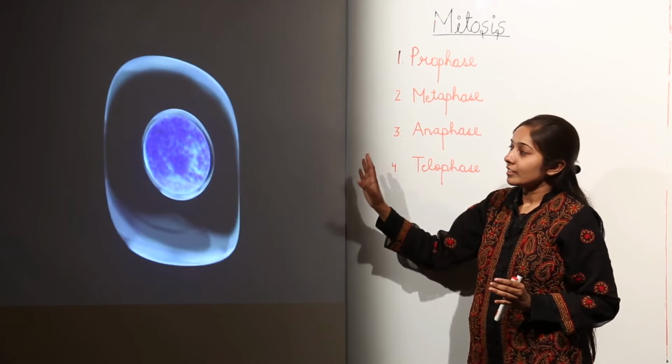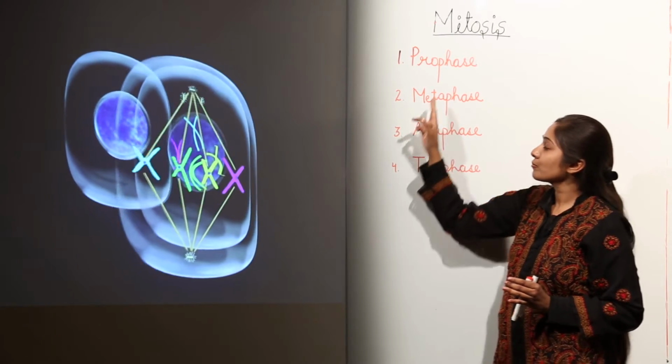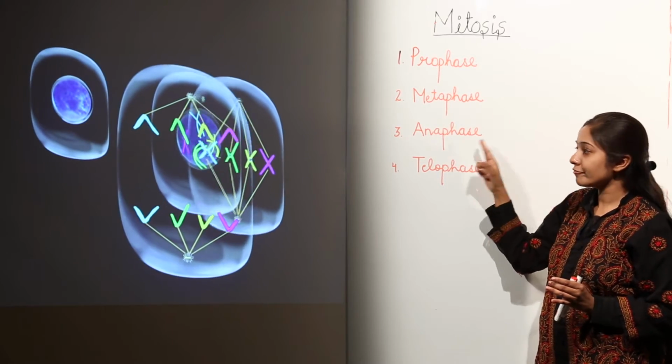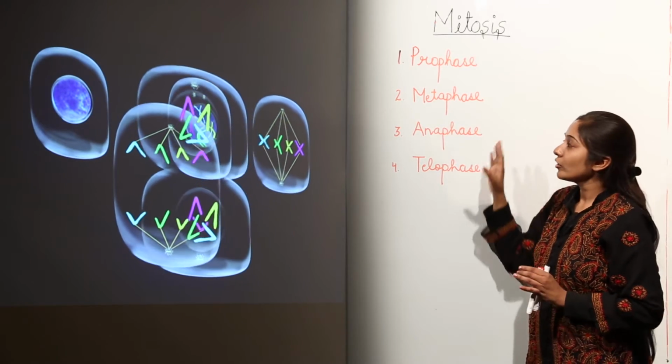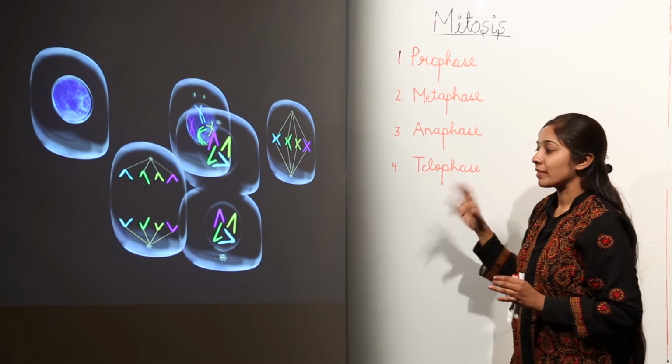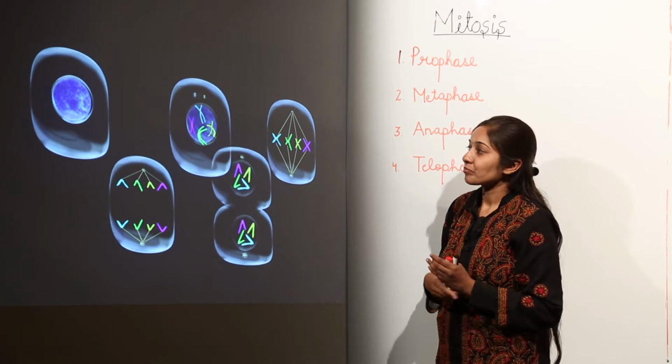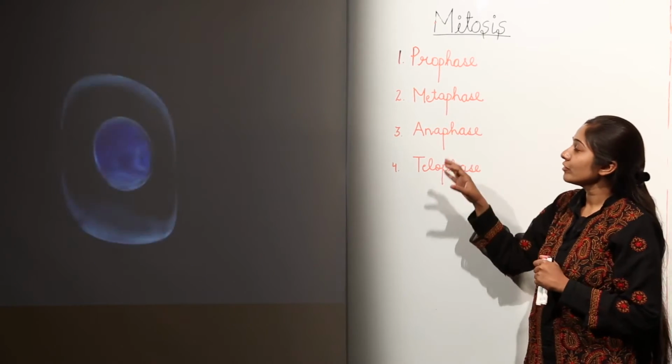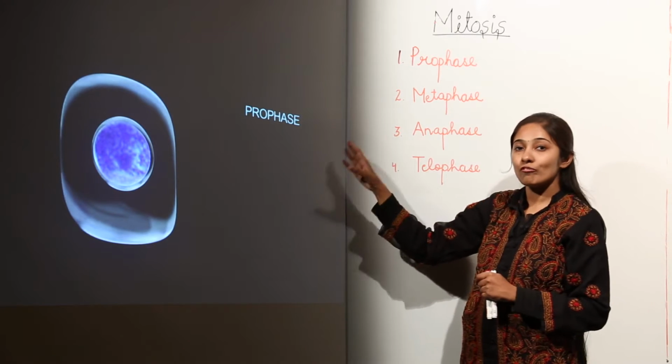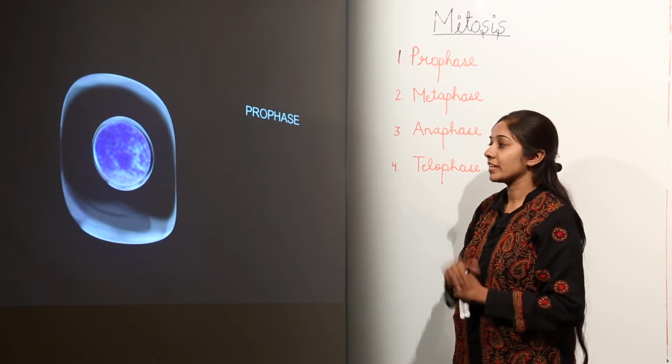So the first phase is the prophase, then metaphase, anaphase and telophase. We are going to discuss all the phases of mitosis step by step. So let us begin with the first phase, that is the prophase stage of mitosis.